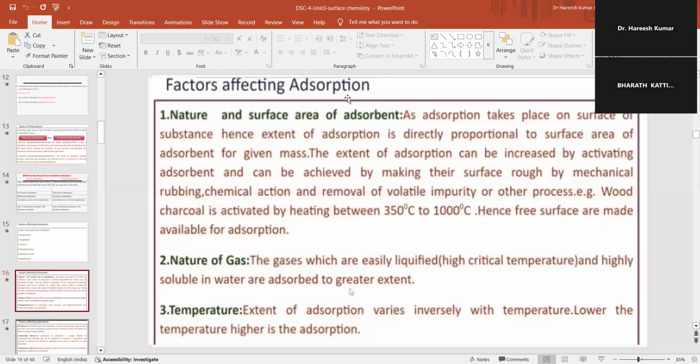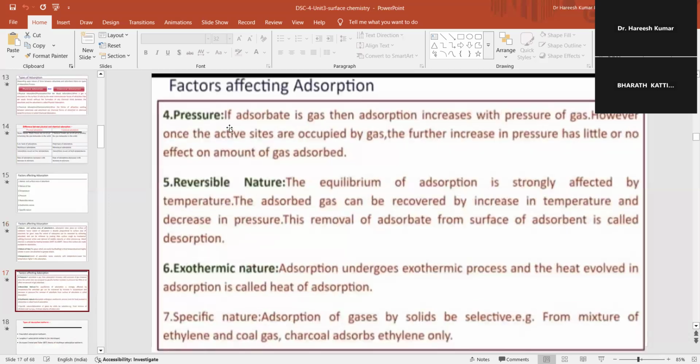Then factors affecting the adsorption. Pressure. If the adsorbate is a gas, then adsorption increases with the pressure of the gas. However, once the active sites are occupied by gas, a further increase in pressure has little or no effect on the amount of gas adsorbed. Reversible nature. The equilibrium of the adsorption is strongly affected by the temperature. So with respect to pressure, we are taking the adsorbate as a gas molecule. Then with respect to reversible nature, we are taking temperature.